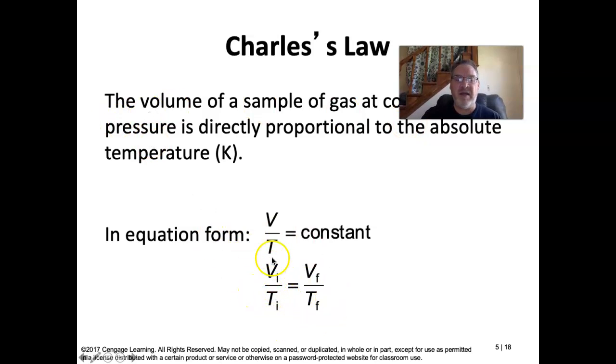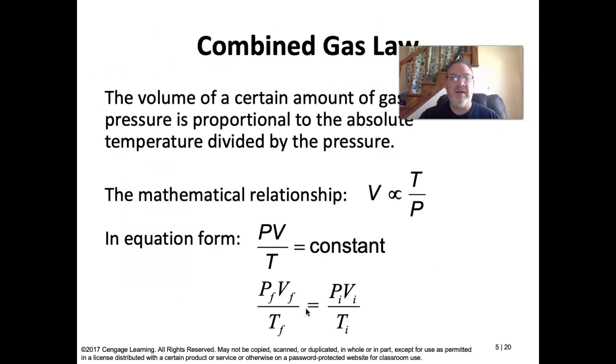And again, the same thing. You're going to be given the initial conditions, and you're solving for one of the final conditions. A key here is temperature: make sure it is in Kelvin. Convert from Celsius to Kelvin. And they don't have an example here, but it's the same thing that you would see with Boyle's Law.